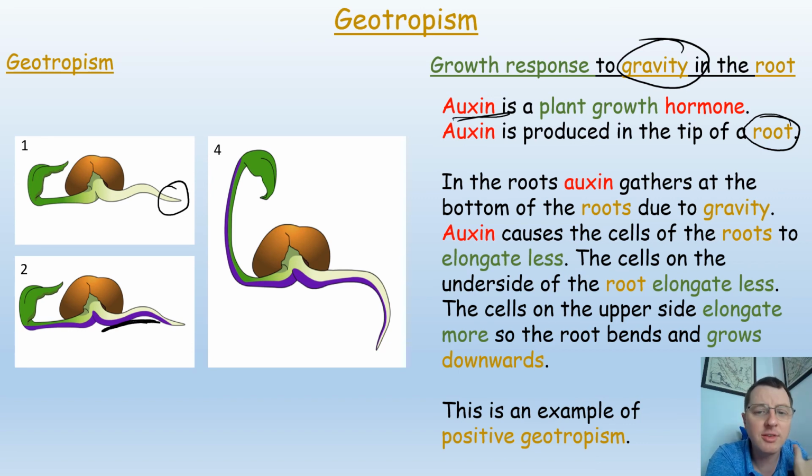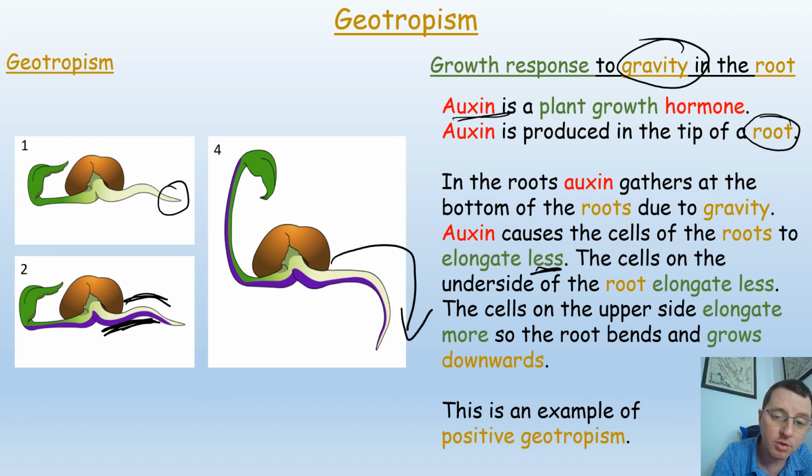And Auxin has a different effect in roots compared to the shoot of a plant. Auxin in a root causes the cells of a root to elongate less. So the cells on the underside of the root here, they are elongating less compared to the cells on the upper side of the root here. So the cells on the upper side of the root will elongate more. The cells on the lower side elongate less, and this causes the root to bend down. And this is an example of positive geotropism.